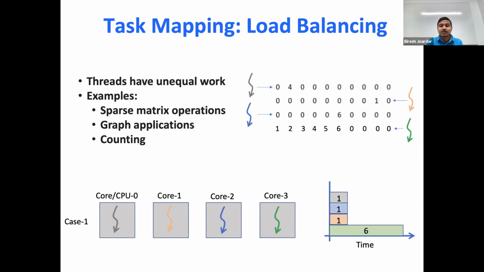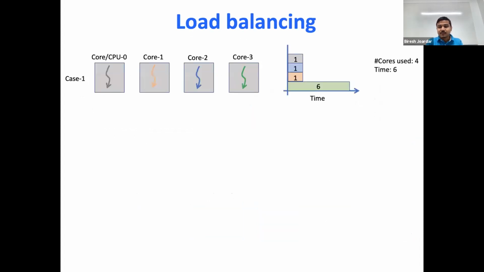Here is how task mapping could solve this problem. So this is our baseline. This is the naive mapping where I just mapped it randomly. So I'm using 4 cores, and the total time it takes to finish this task is 6 units of time.